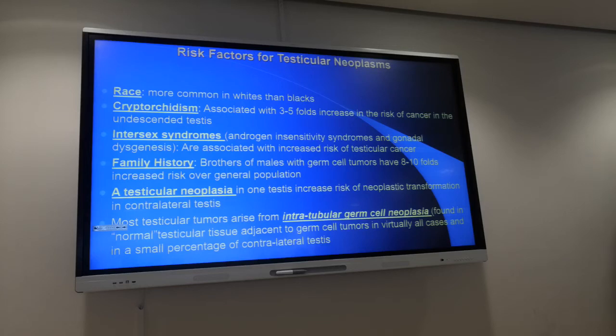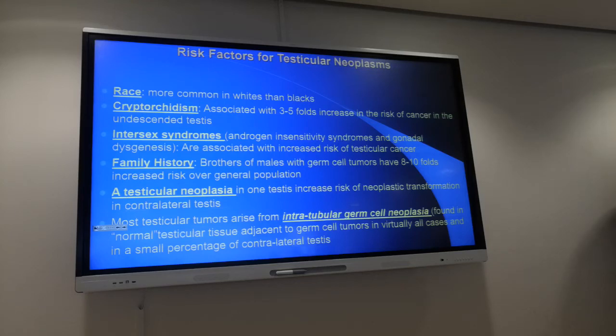There's about 8 to 10 fold increased risk of development of germ cell tumor in the other brother over the general population. Testicular neoplasia in one testis is going to increase the chances, believe it or not, unfortunately, of neoplastic transformation in the contralateral testis. And now, the real deal here.